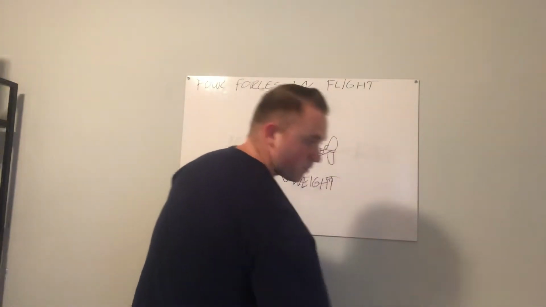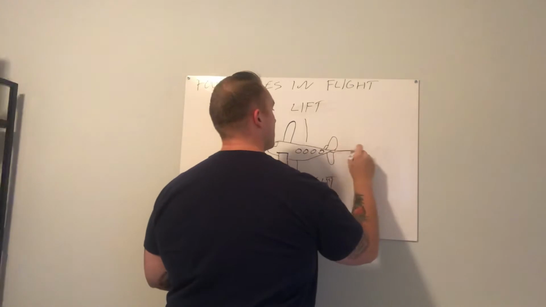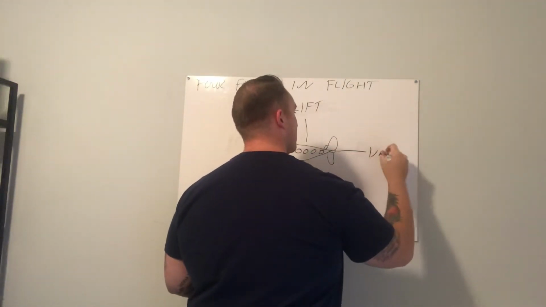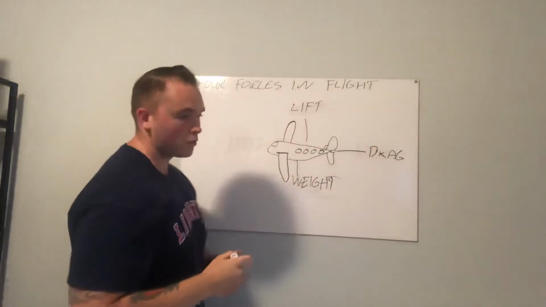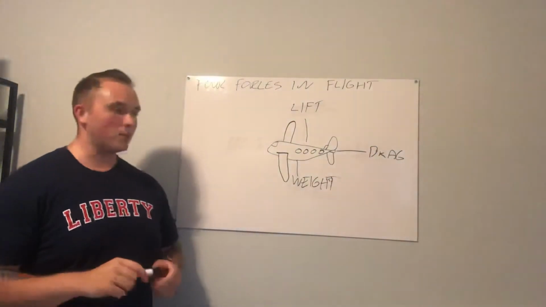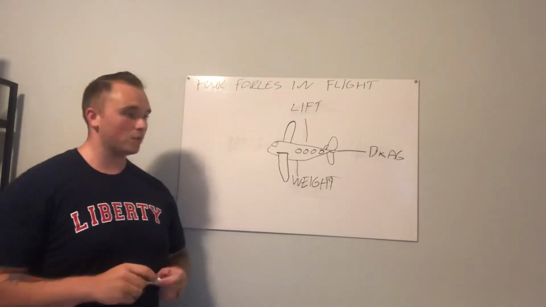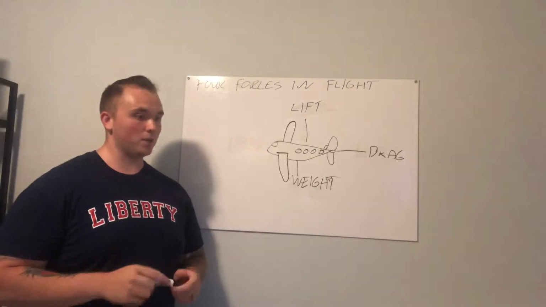The third force I'm going to talk about is the force of drag. As the airplane moves through the air, there's an aerodynamic force present. The air resists the motion of the aircraft, and the resistance force is called drag. Drag is directed along and opposed to the flight direction.